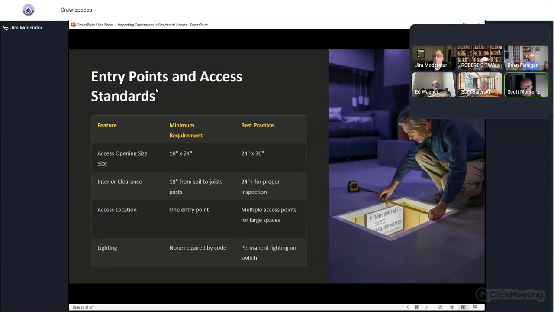So we're going to move along here to entry points and access standards. The minimum requirement is 18 by 24. Best practice is 24 by 30. Interior clearance, we want 18 inches from soil to joist, 2 feet for proper inspection. Access location, one entry point, multiple access points for larger spaces. Lighting, there's none required by code. Permanent lighting on a switch would be ideal.